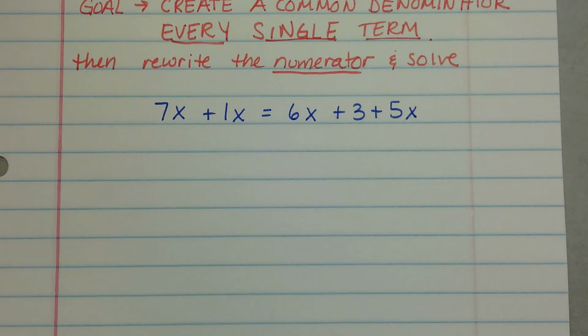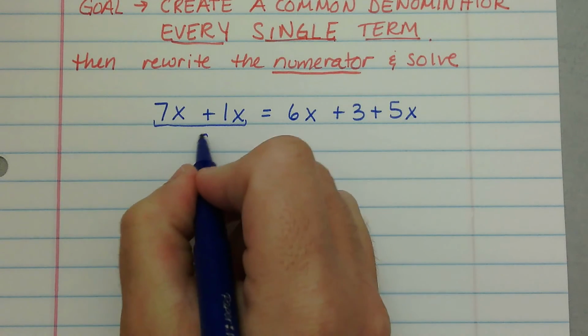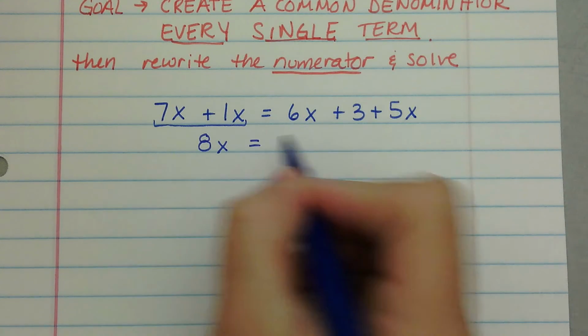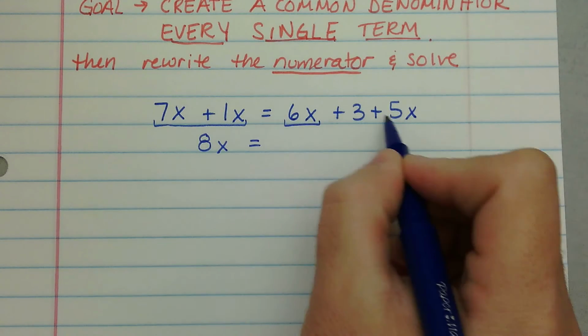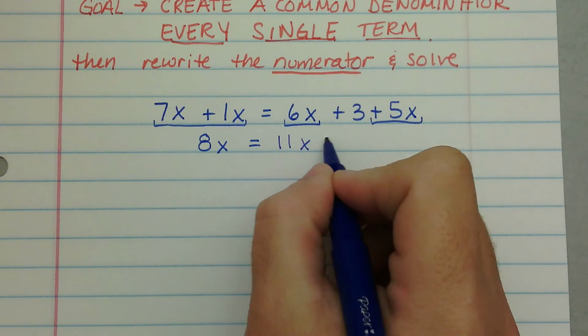Oh, well, that's pretty easy to do. Now we're just going to combine some like terms. On the left side, I have 7x and 1x. This gives me 8x. On this side, I have a 6x plus a 5x. It's going to give me 11x. And I bring down the plus 3.